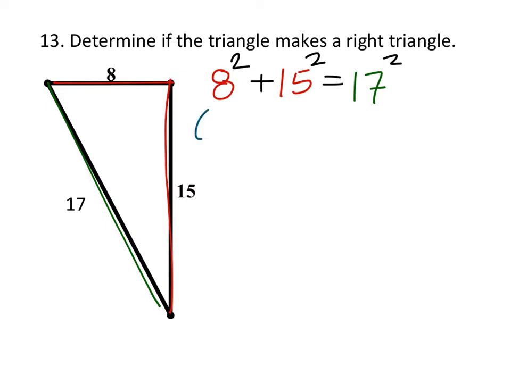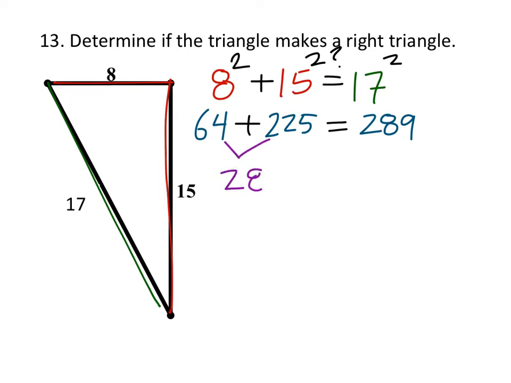8 to the power of 2 is 64. 15 to the power of 2 is 225. And 17 to the power of 2 is 289. So when I add these together, again, we're seeing if it's equal. If it's not equal, then it's not a right triangle. But as it turns out, 64 plus 225 is 289, which does equal 289. Since this is true, yes, it is a right triangle.